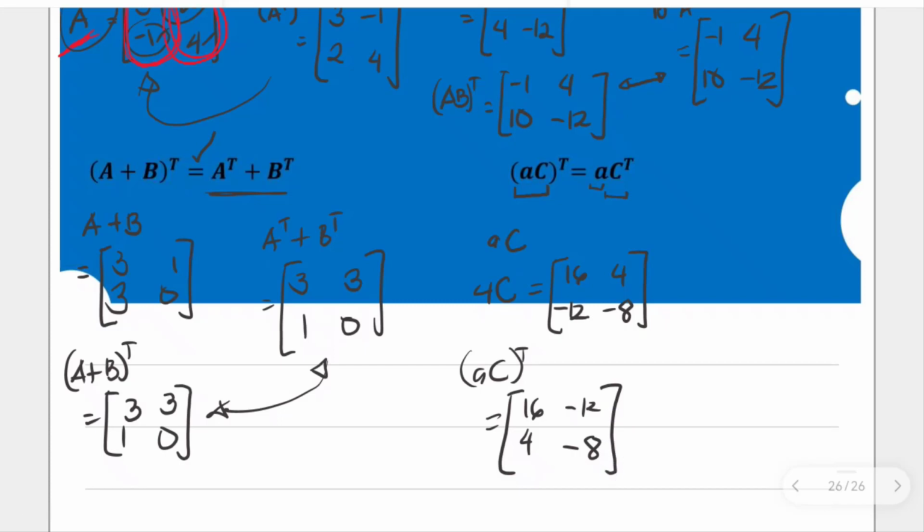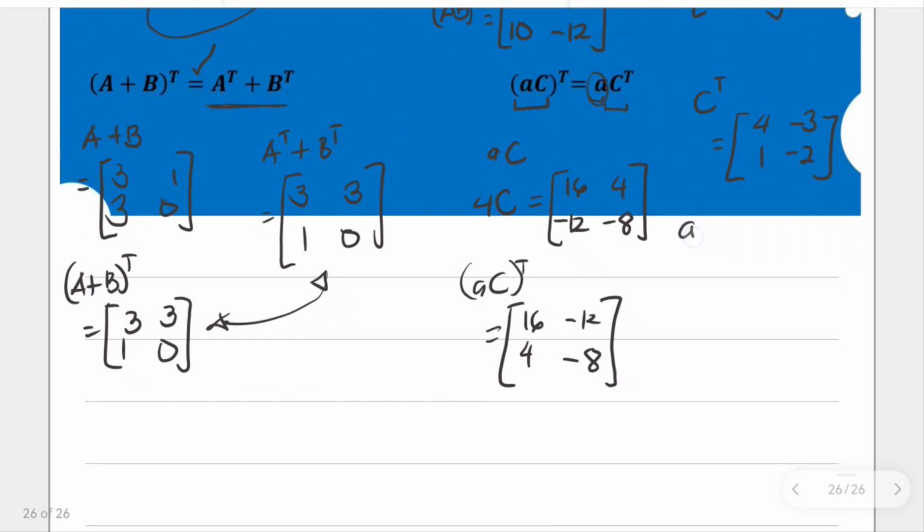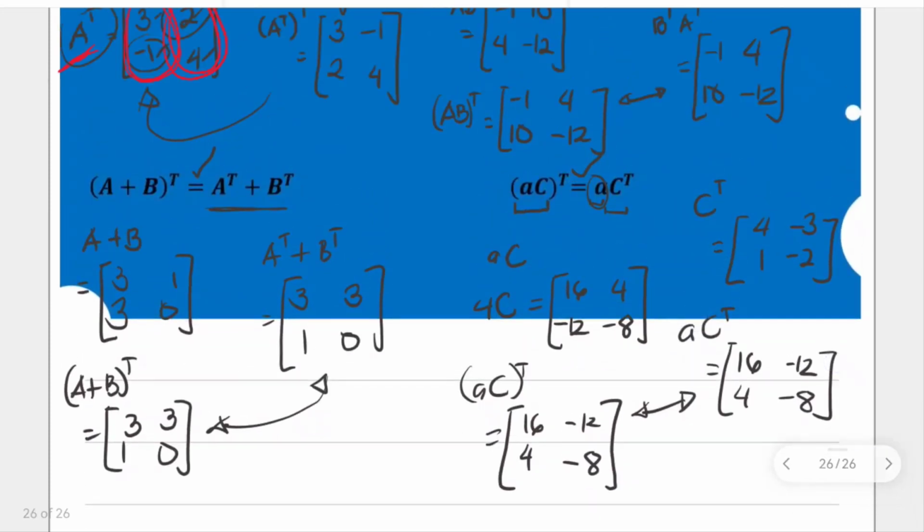It should be the same as when we multiply the same scalar quantity A, which is 4, to the already transposed C. So let's start with the transpose of C first. C is here, so its transpose will be 4, negative 2, negative 3 is here, and 1 is here. When we multiply A, which is 4, to all the entries on the transpose of C, 4 times 4 is 16, 4 times negative 3 is negative 12, 4 times 1, 4, 4 times negative 2 is negative 8. Notice the two results, they're just the same. Therefore, this property also holds true.